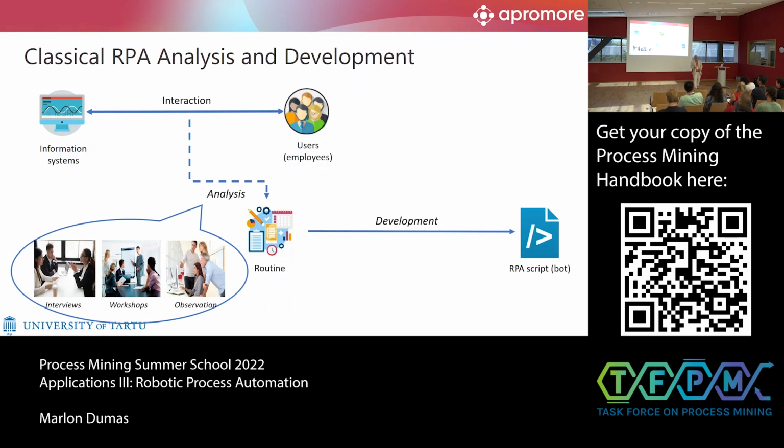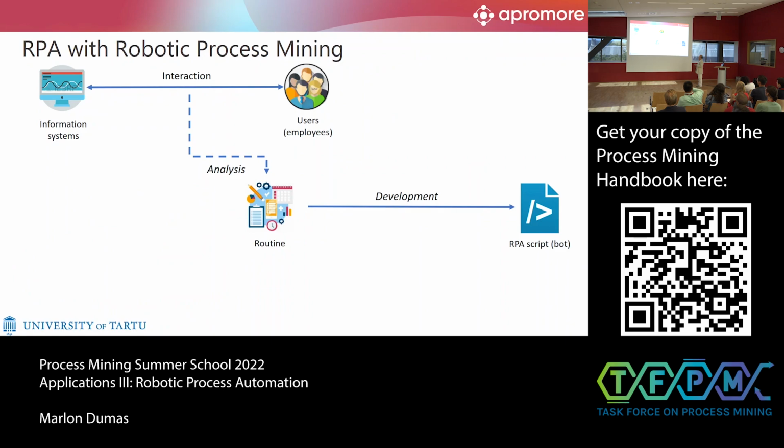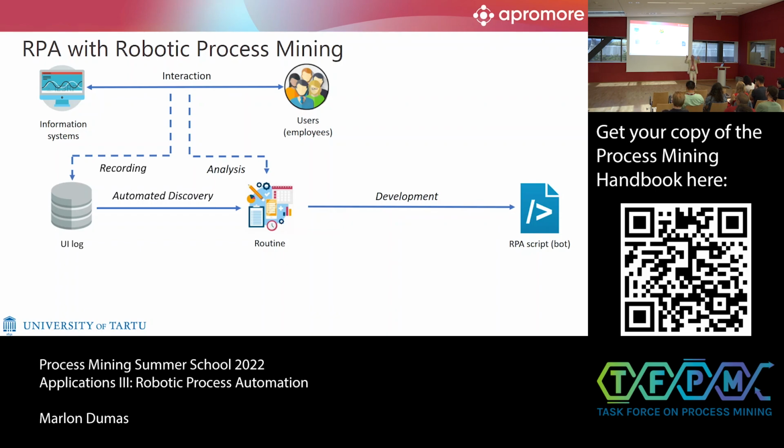In this RPA development process, robotic process mining attempts to reduce potential errors in the development and to get a more complete picture of what can be automated by recording those interactions, as we showed before, like we record how the workers do their work on the desktop machine and we extract UI logs from it.